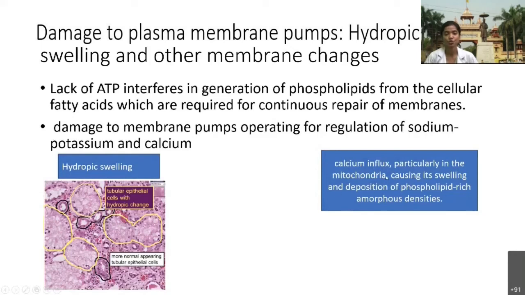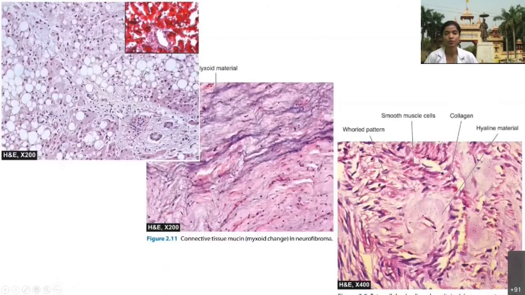Besides that, the calcium influx because of membrane damage, particularly in the mitochondria, will again cause swelling and deposition of phospholipid-rich amorphous densities. Now, these amorphous densities we cannot see in a light microscope. For this, we need an electron microscope. Other changes which can be a part of reversible injury: in fatty organs, we can see fatty change. We can see myxoid change, where mucinous material is deposited in the matrix, or we can see some deposition of hyaline material. So these are all changes seen in a reversible injury.